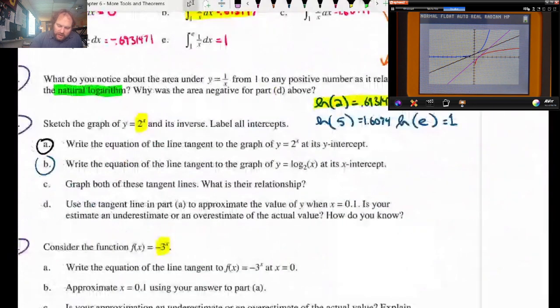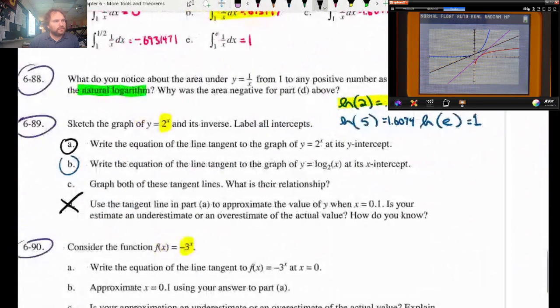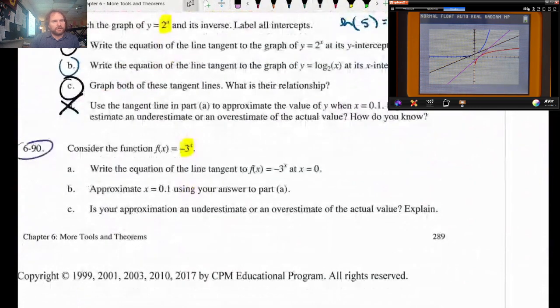Question D says to use the tangent line in part A to approximate the value of y when x is 0.1. I don't want to do this because we're going to do it in the next problem. So let's not do D on that one. I'll update the Google Classroom assignment, so it's not that. Let's take a look at 690. We're going to do that in this problem anyway.